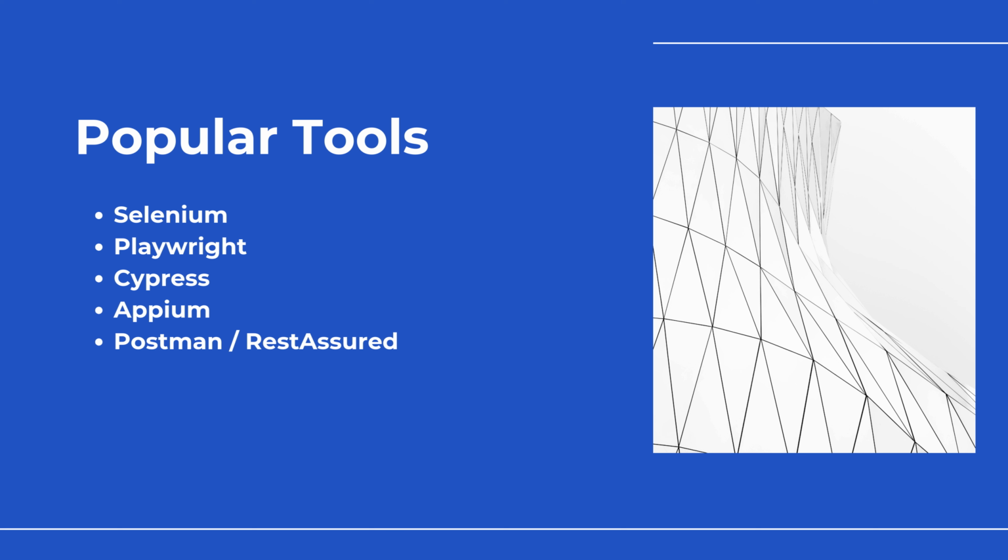So what are the popular tools? Some of the most popular automation tools are Selenium, the OG of web automation; Playwright, we call it the new fast and cool kid; Cypress, it loves JavaScript more than the JavaScript developers itself; Appium for mobile apps; Postman and Rest Assured for API testing. These tools are basically the Avengers of automation. Each one has its own superpower.